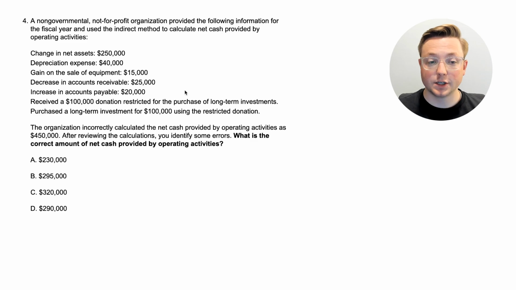So with all that information and using the indirect method, the organization incorrectly calculated $450,000. Now, we don't know what the correct amount is yet, but it's telling us that they calculated it incorrectly as $450K. So what is the correct amount? What should they have calculated?